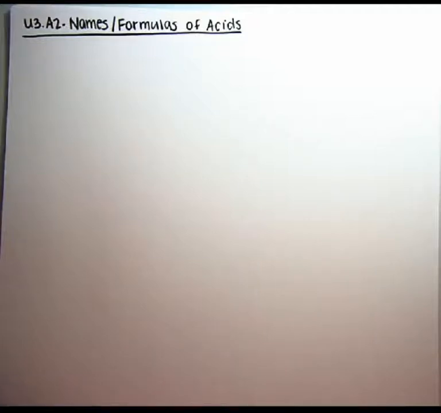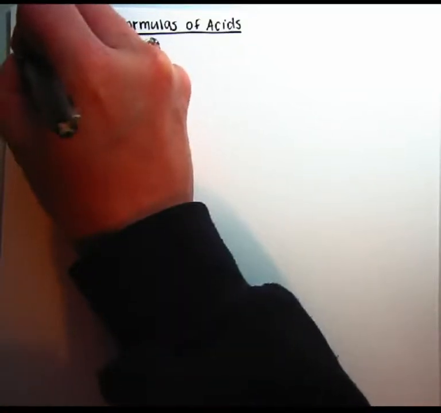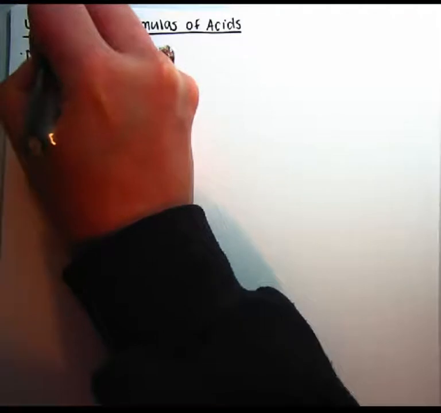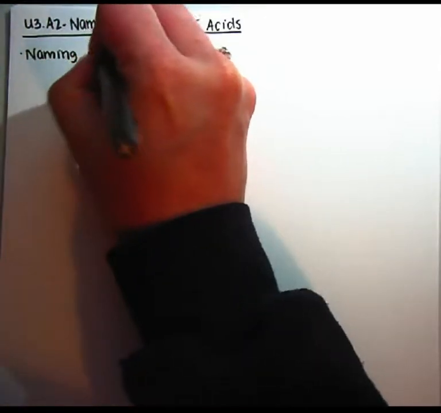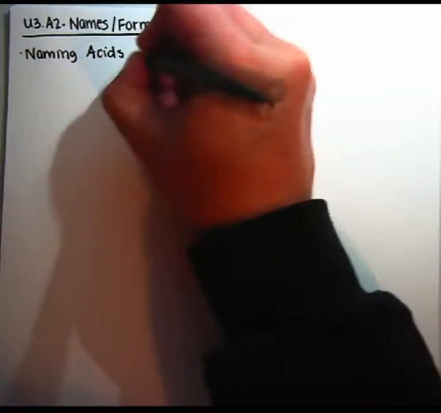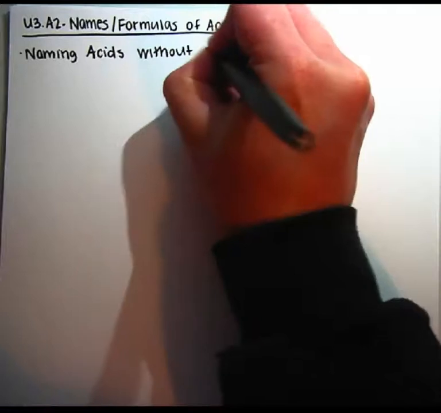In this lesson, we're going to go over how to write the name and the formula of acids. And the way that you're going to recognize a compound as being acidic is it's always going to start with at least one hydrogen. There are different rules for acids, so we are going to start with naming acids without oxygen.